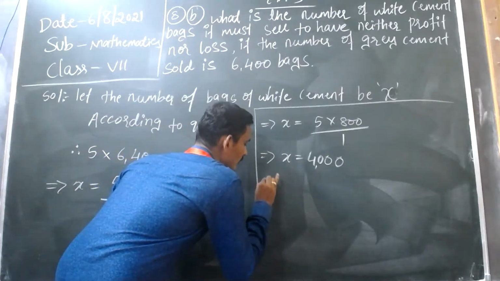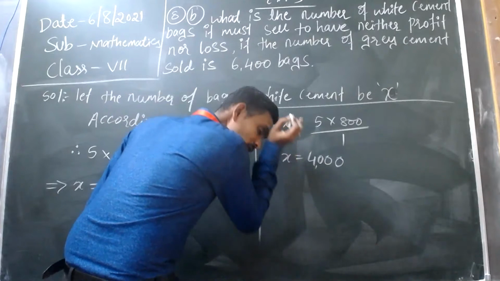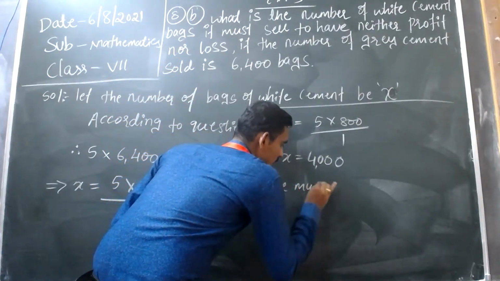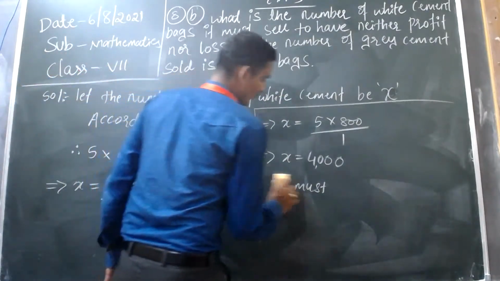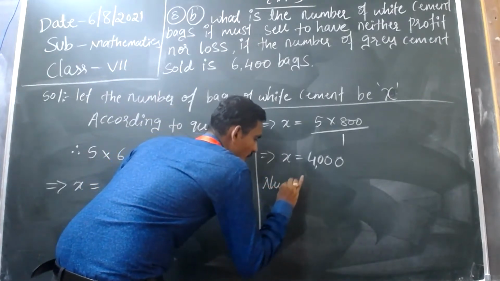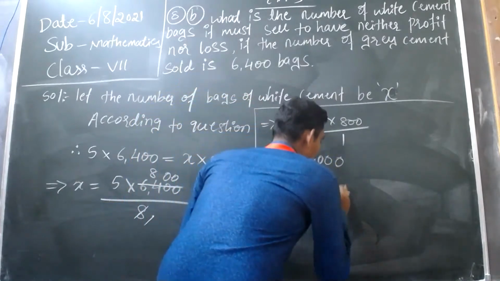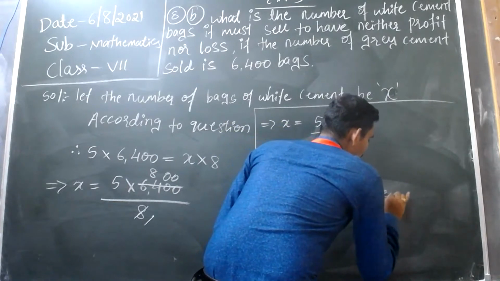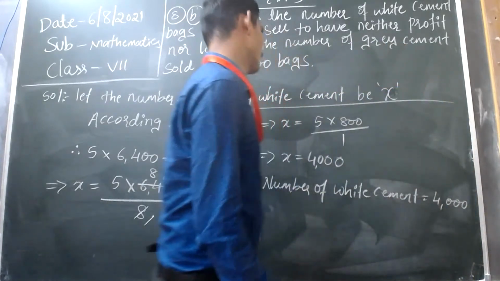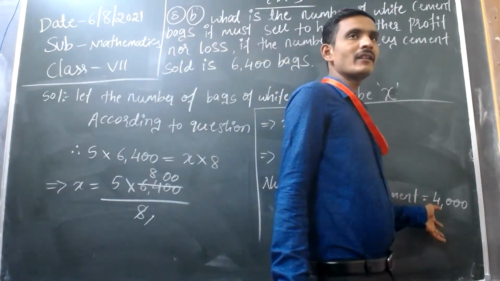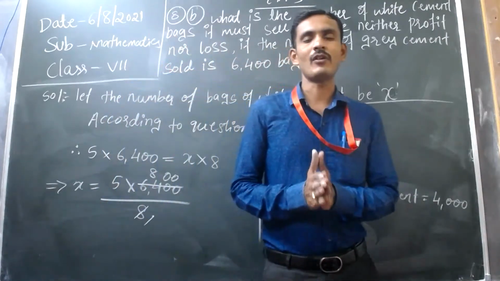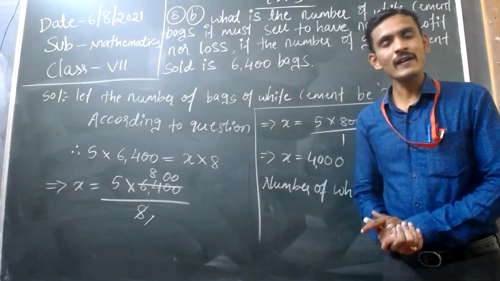So therefore the company must sell, we have to find the number of white cement bags. You can also write: number of white cement bags is equal to 4,000 bags. So if you sell 4,000 bags of white cement, then you will get neither a profit nor a loss. Means the sale must be in balance.